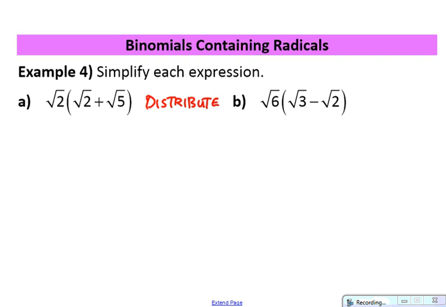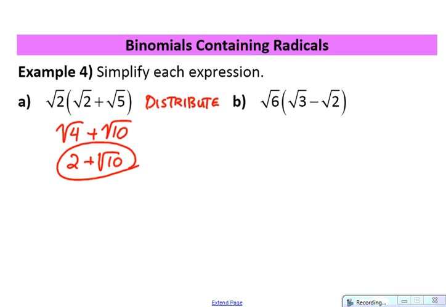And when I distribute, the square root of 2 times the square root of 2 is going to be the square root of 4. And the square root of 2 times the square root of 5 is going to be the square root of 10. So notice inside times inside for both of those. Square root of 4 is 2, so we can simplify that. And square root of 10 is as low as it goes.